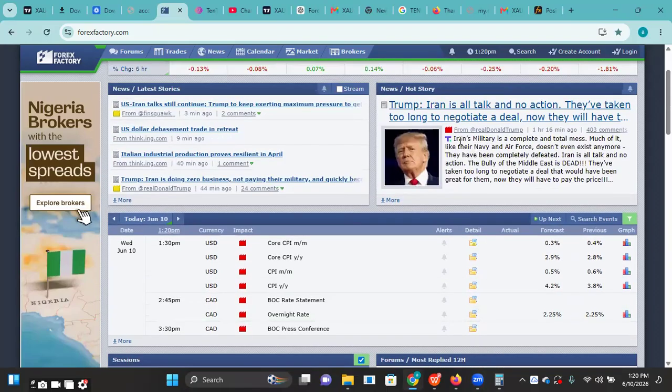Again, Donald Trump: Iran's military is a complete and total mess. This is going to favor USD. So probably we'll be getting more dip for gold. Right.